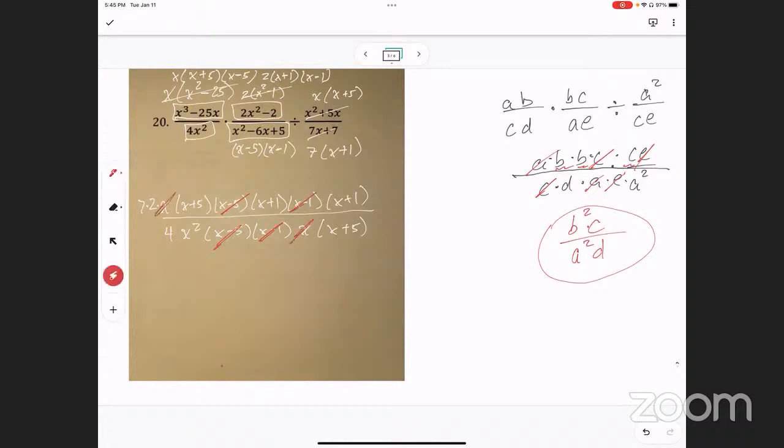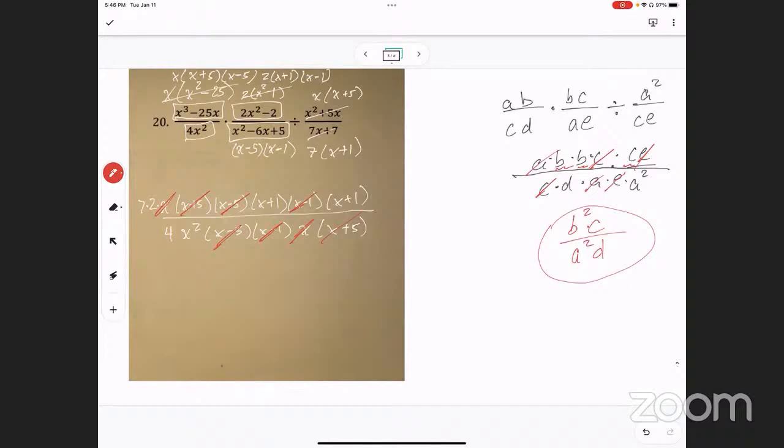I could have also taken it from here if I wanted to, but I might as well just take it from that single x sitting there. What else can I take out? Oh, another x plus 5. I'll take an x plus 5 out. And I think that's it. Right? So now let's see what we have left, and let's just write out what we have left.